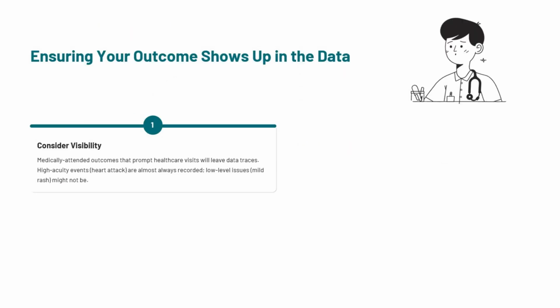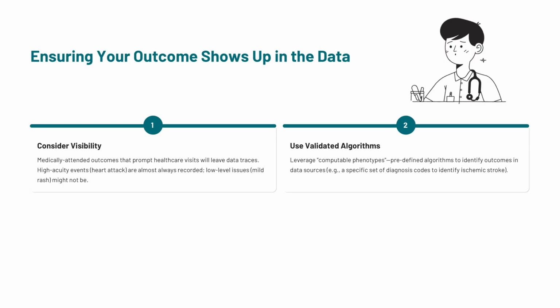Now let's assume you've chosen an outcome and plan to rely on routinely collected data. Here are some considerations. First, consider whether the outcome typically leads a patient to seek care or interact with the healthcare system. If so, consider whether that health system interaction is a high or low resource intensity event. High resource intensity events, such as those requiring hospital admission, typically leave multiple data footprints, whereas low resource intensity outcomes may be managed with over-the-counter medication and may not appear in your data sources.